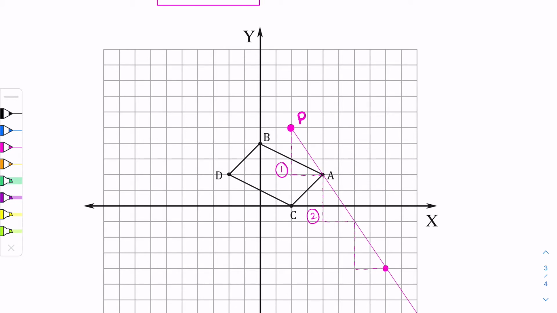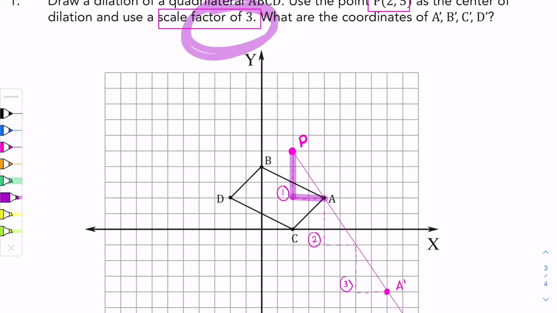I'm going to plot a point. That is point A prime, and it should be on that pink line that I drew. That pink line is not part of your answer. It's just a guide to make sure that your slope is correct and that it is in the correct location. So again, we counted the slope, meaning we went down 3 over 2, and because the scale factor is 3, that's what the directions say, we repeat that 3 times. And that is the point A prime.